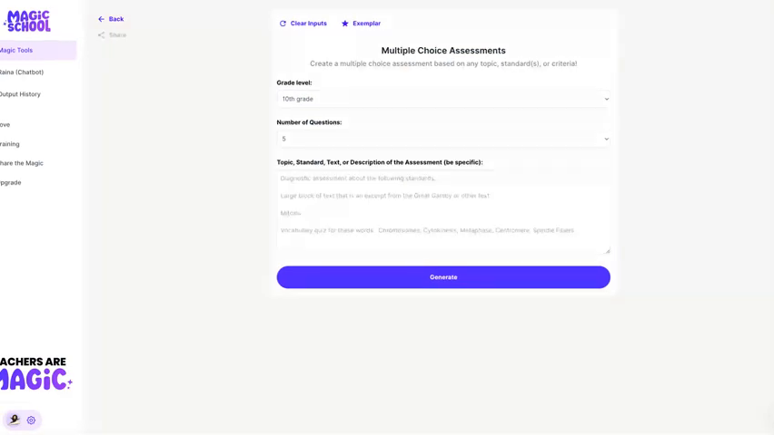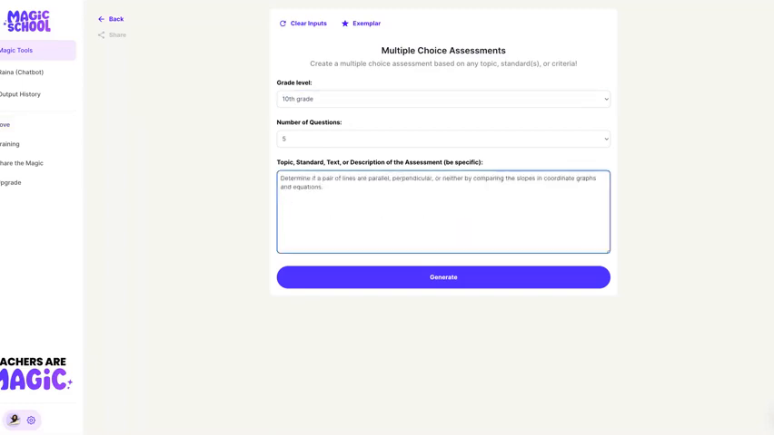For example, I'm going to pull information from our geometry course. I'm going to select my grade level, which in this case is also 10th grade. I'm going to leave my number of questions as 5. And then for my topic, standard, text, or description, I'm going to pull a portion of one of the geometry standards. It says determine if a pair of lines are parallel, perpendicular, or neither by comparing the slopes in coordinate graphs and equations.